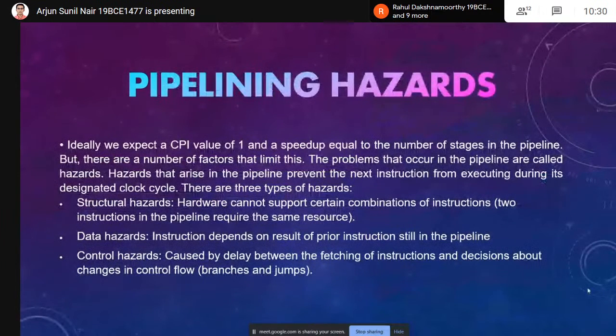Now I'll be talking about pipelining hazards. Pipelining is great and all, and from the previous two slides you can see how influential pipelining has been. But as it is machine operated, and since pipelining works at the processor level, there will always be conflicts, hazards, or some kind of problems that will arise.